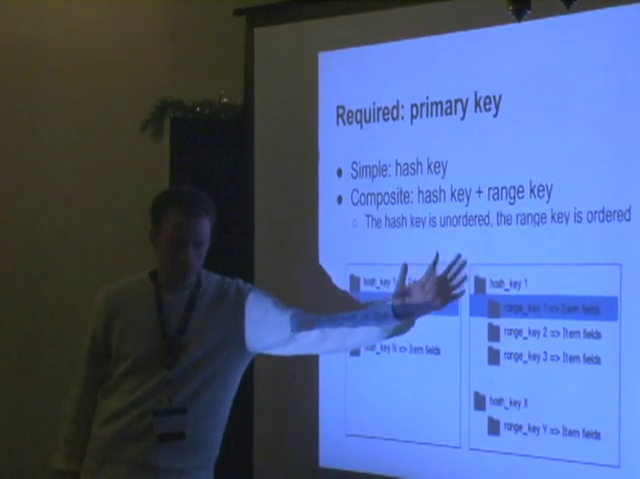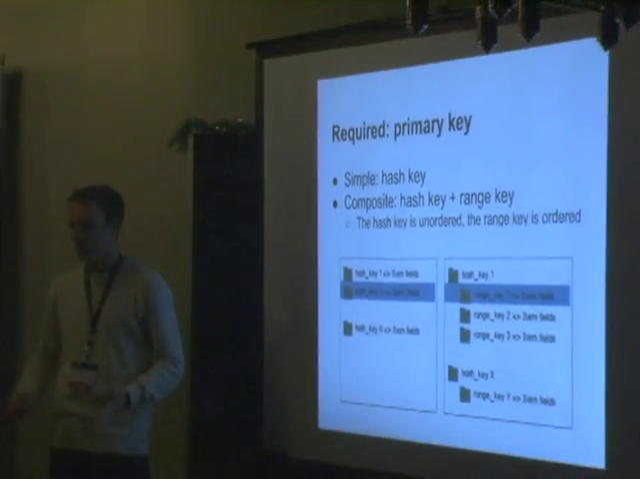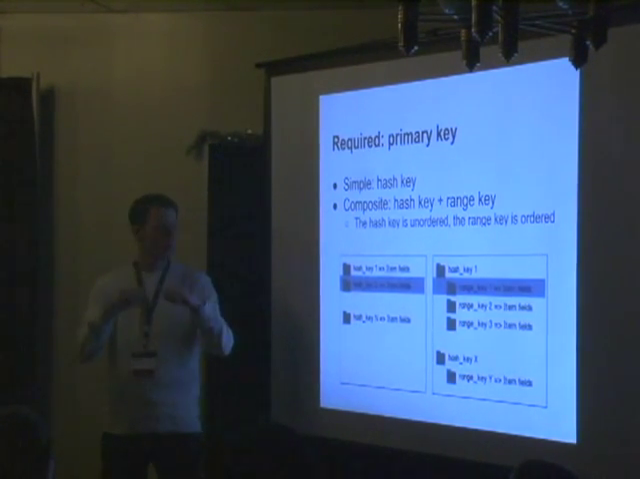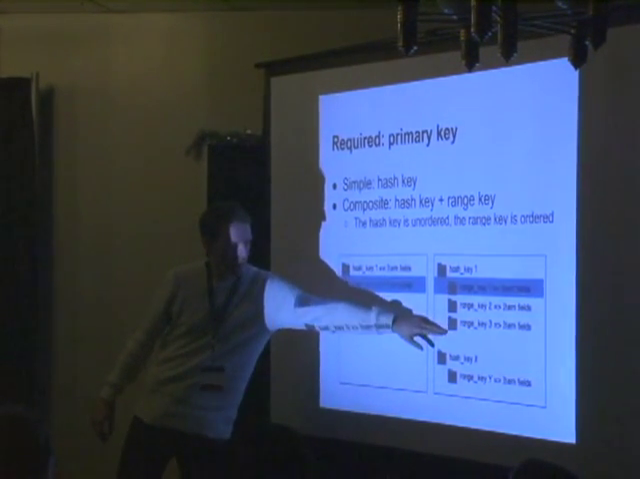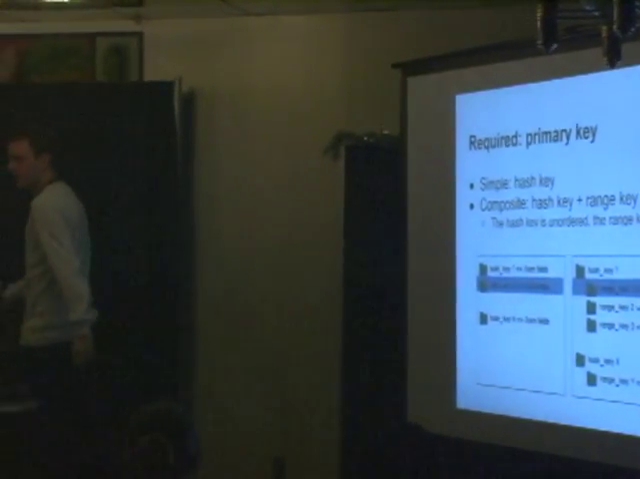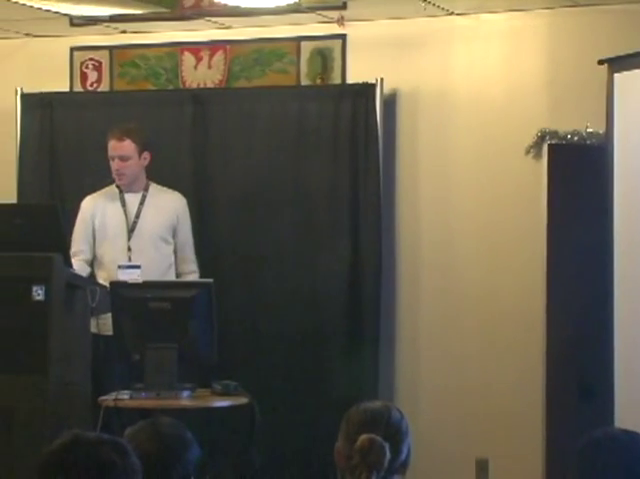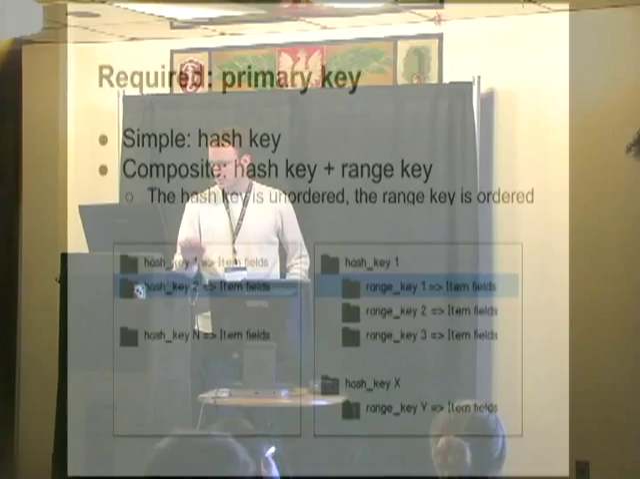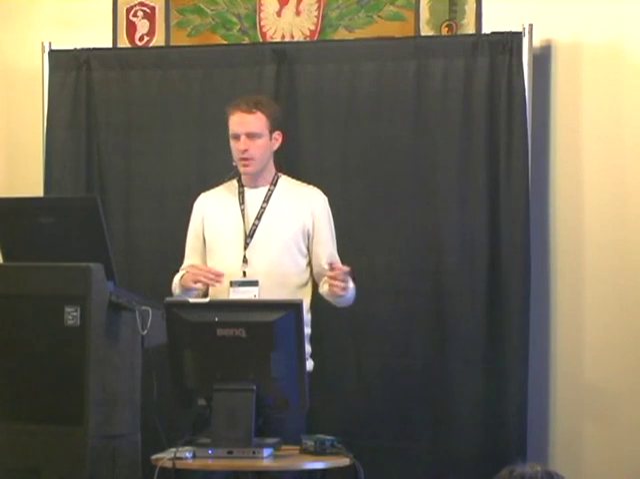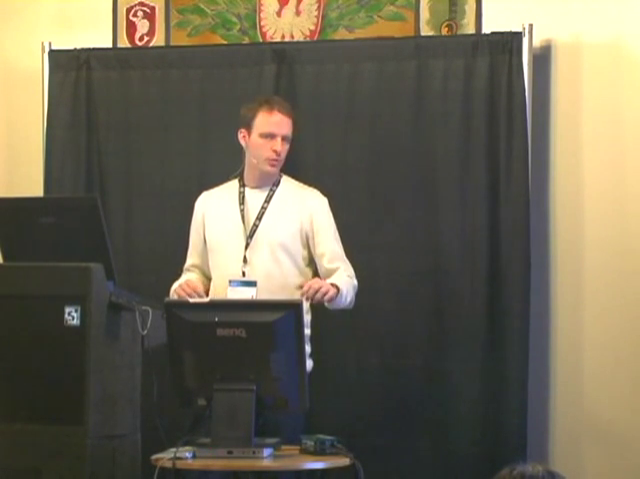So the hash keys still work kind of like keys in a Python dictionary. They are not ordered. And within one given hash key, you can have as many range keys as you want. And those, however, are ordered. They are sorted, which can come in handy for some cases I'll show you in a few minutes. That's all there is to a schema declaration. That's it. Every field you want in any of your items, everything is optional. You can add what you want, remove what you want, whenever you want.